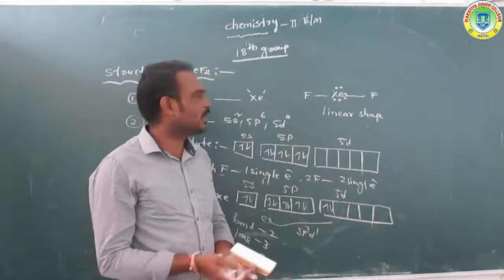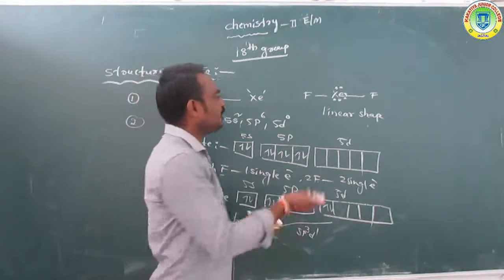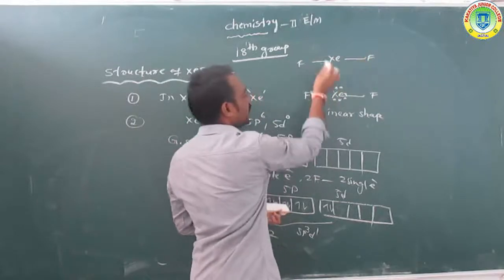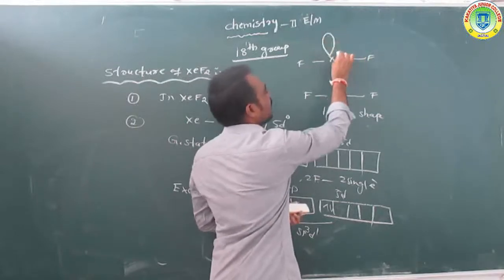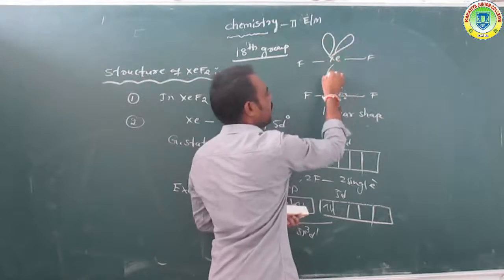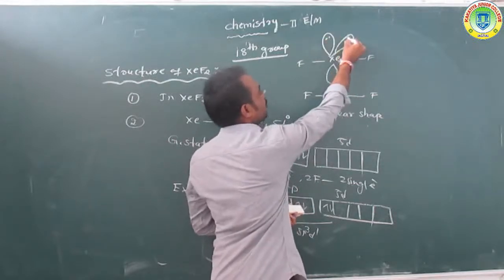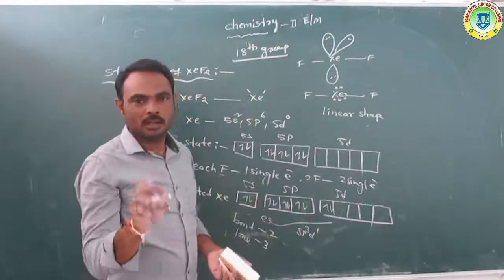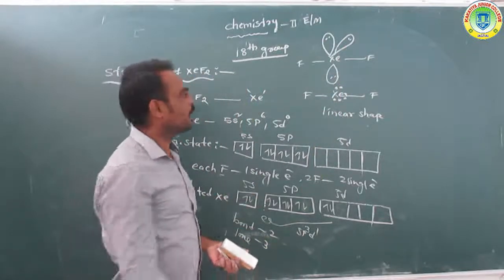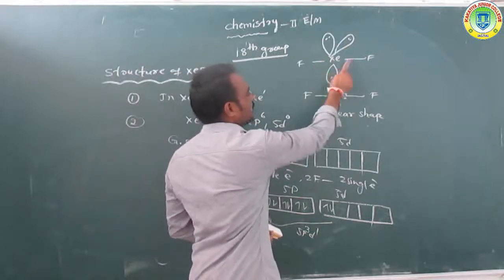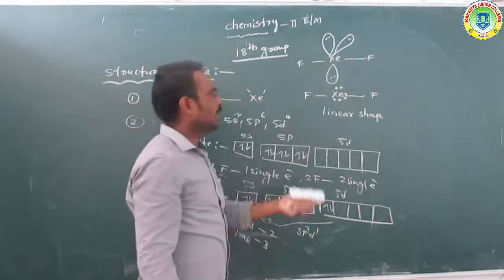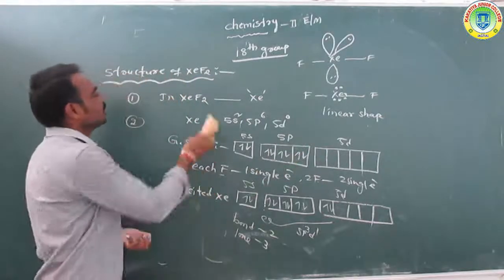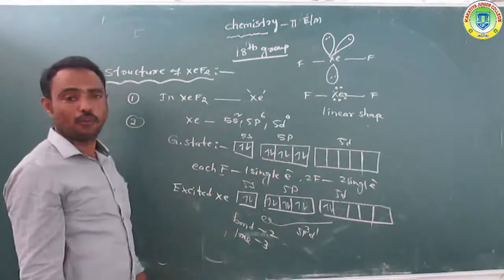At the same time, we write the orbitals also. Xenon, fluorine. So this is one lone pair, this is another lone pair. So how many lone pairs? 3 lone pairs, and these 2 bond pairs. Okay, it is a linear shape. Next, the structure of XeF4.